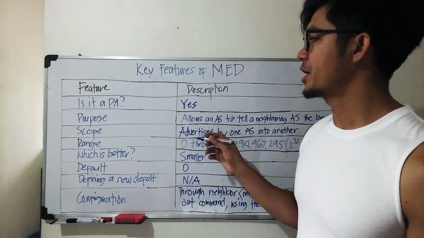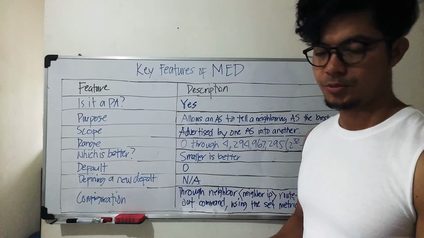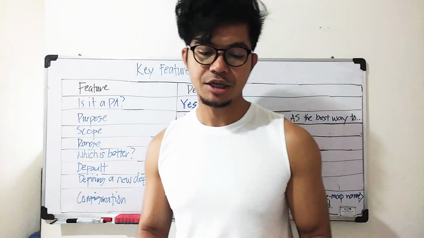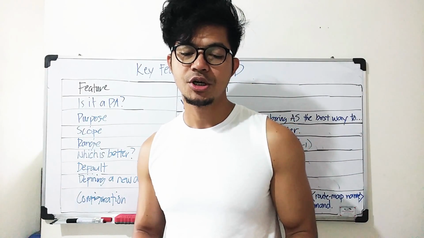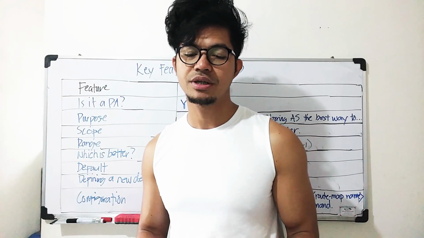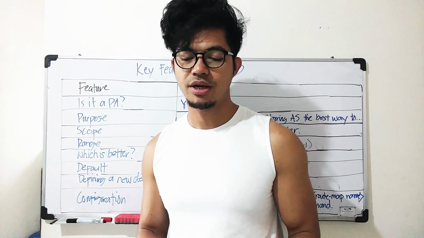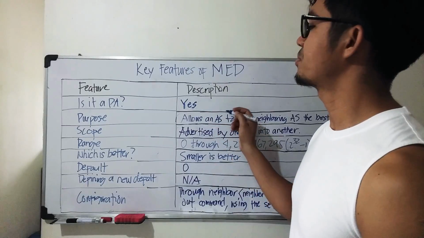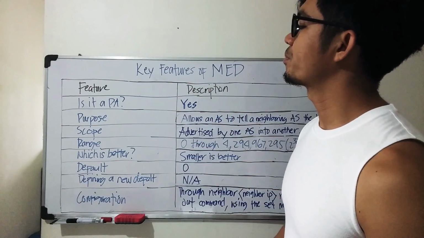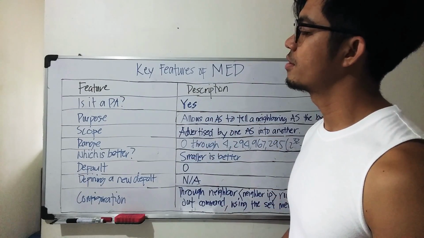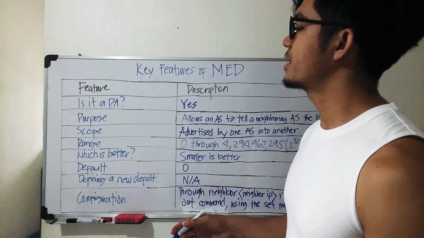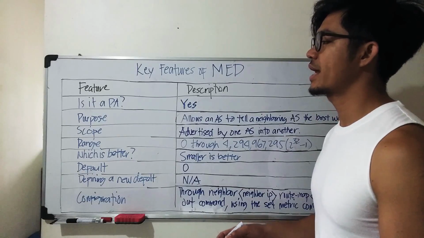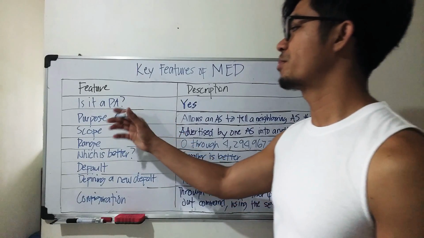So I've got a table here that I got from a book that I'm reading called CCNP Routing and Switching ROUTE 300-101 Official Cert Guide by Kevin Wallace. First is the feature description. Is MED a PA? Yes, it is a PA, meaning PA stands for path attribute.